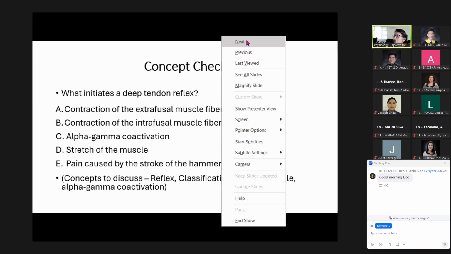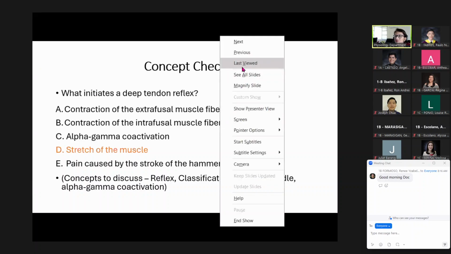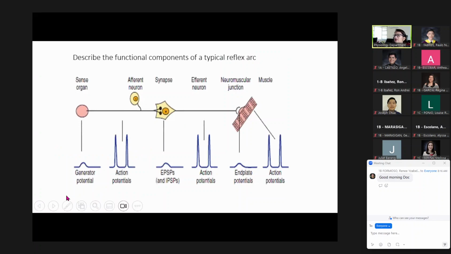Okay, so ano ba ang sagot dito? Ang sagot yung stretch. Okay, the stretch of the muscle, of course. Now, that's what you do whenever you perform deep tendon reflexes. Now, what are some examples of your deep tendon reflexes? Before we go into that, punta na tayo dito. The components of your reflex.